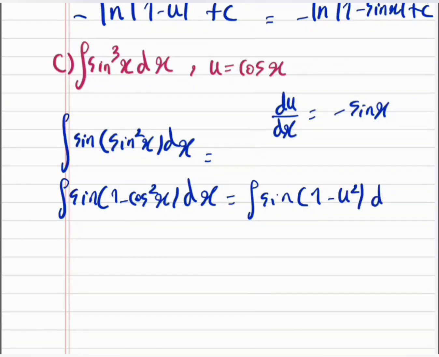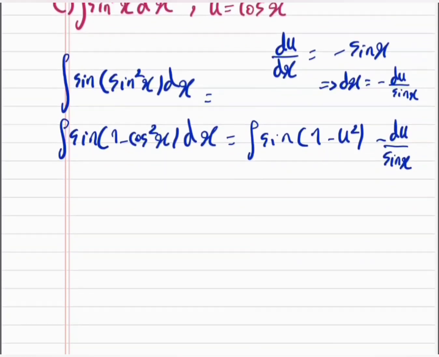And instead of dx, let's also substitute what we derived here. We have du over dx is equal to minus sine x. If we rearrange this, we'll have dx is equal to minus du over sine x. Now we can substitute that into the integral as well. So we'll have minus du over sine x. This minus will be simplified in the next step.